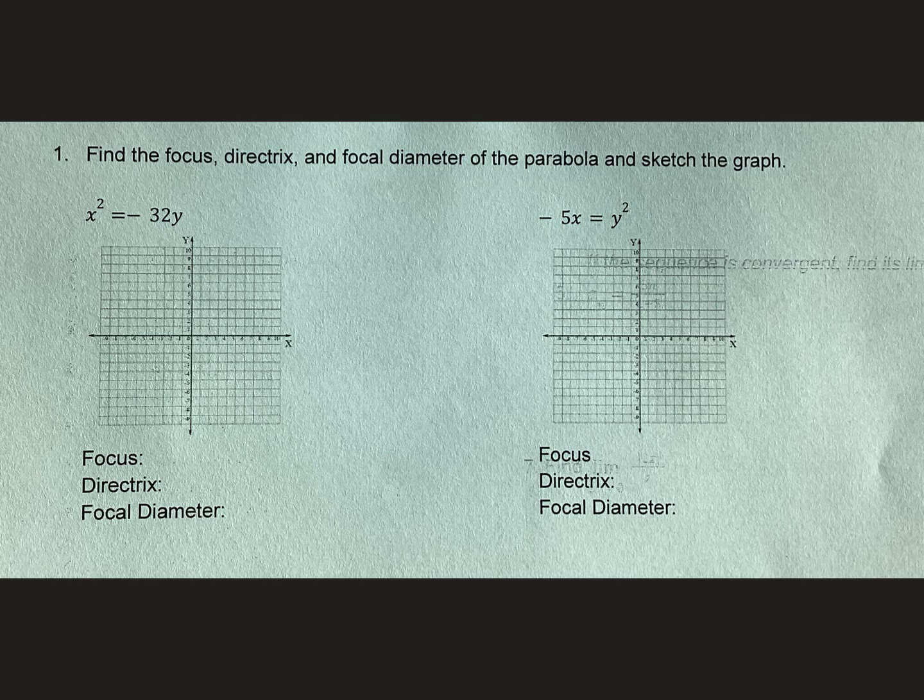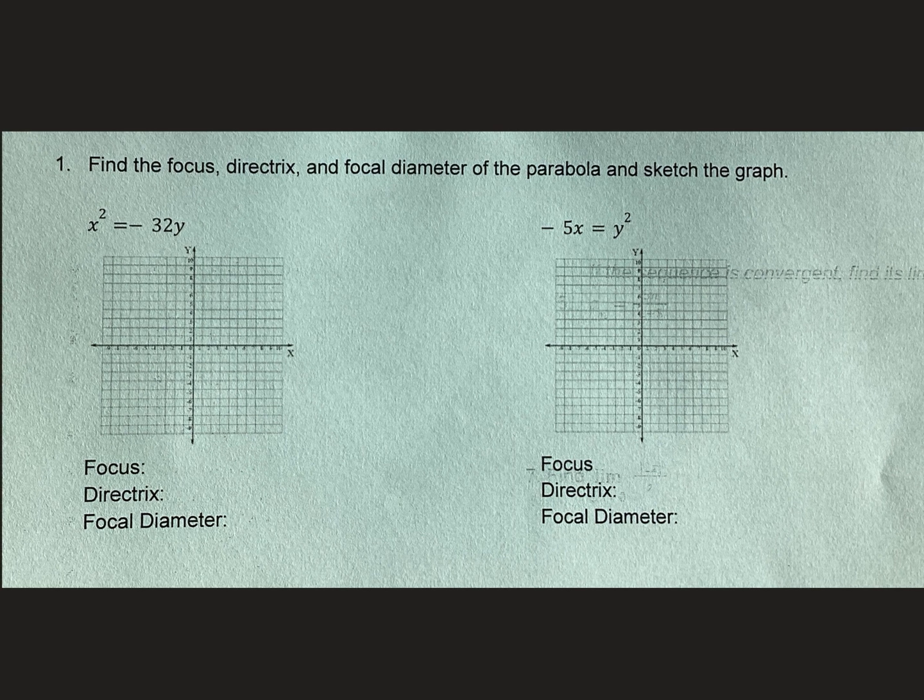All right, guys, let's do this review thing here. Numbers 1 and 2 say find the focus, directrix, and focal diameter of the parabola and sketch the graph. Don't forget the 4p is always opposite the squared side. There's 4p right there, which means 4p is negative 32, so my focal diameter is positive 32.